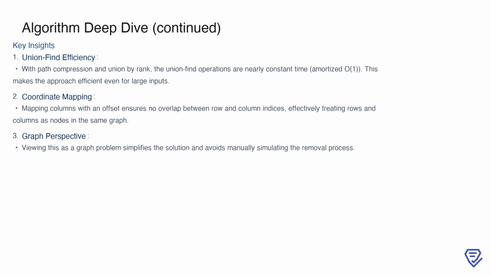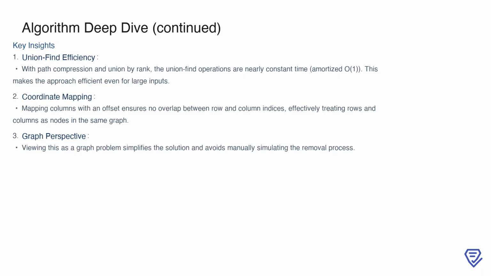This approach has several important insights. First, the efficiency of union find is critical to handling large inputs. With path compression and union by rank, each operation, find or union, takes nearly constant time, making the algorithm scalable. Second, the coordinate mapping step, where we shift column indices by a large offset, is crucial. This ensures that row and column indices don't interfere with each other in the union find structure, effectively treating them as nodes in a single graph. Finally, the graph perspective simplifies the problem significantly.